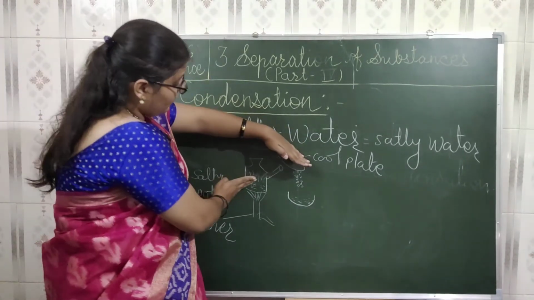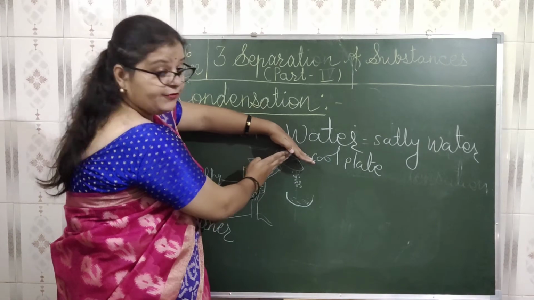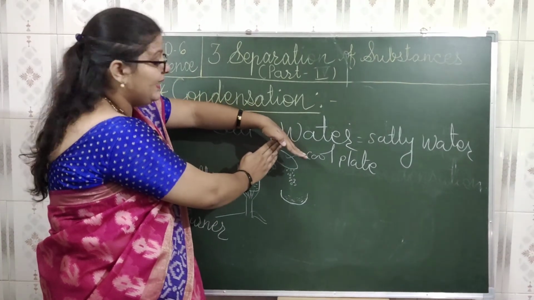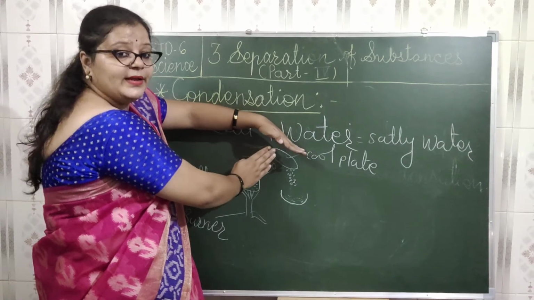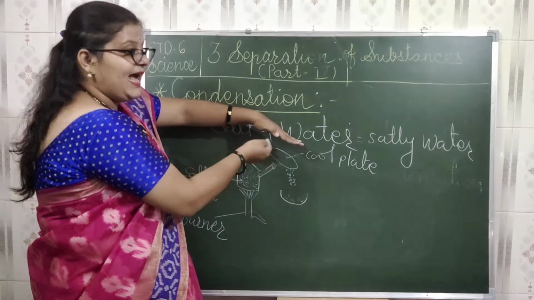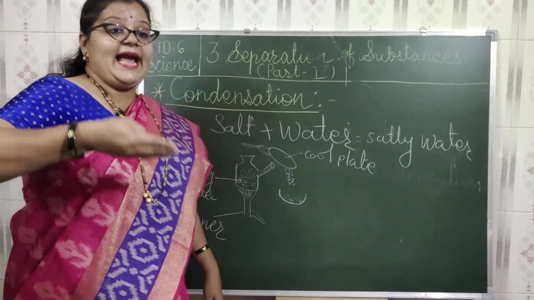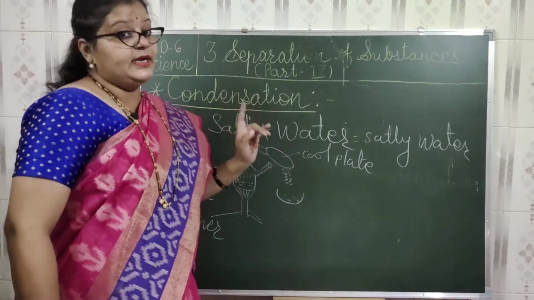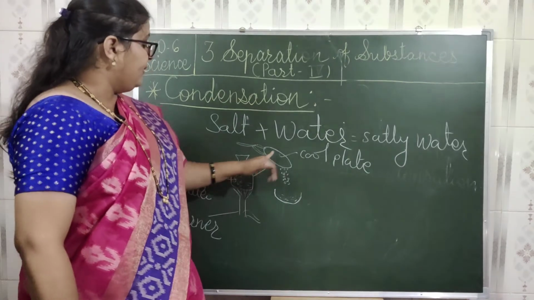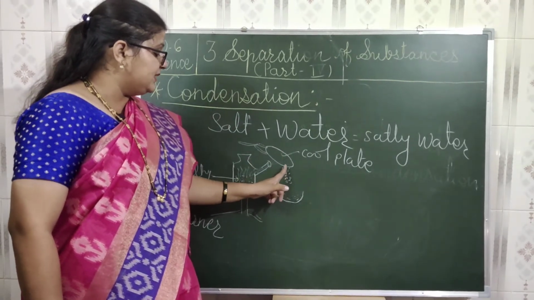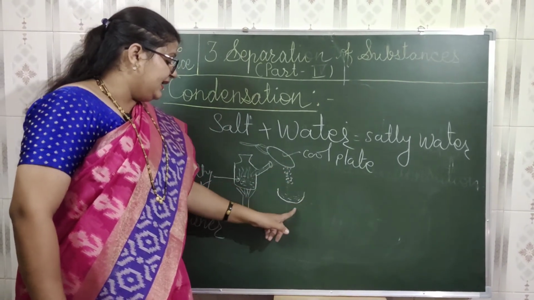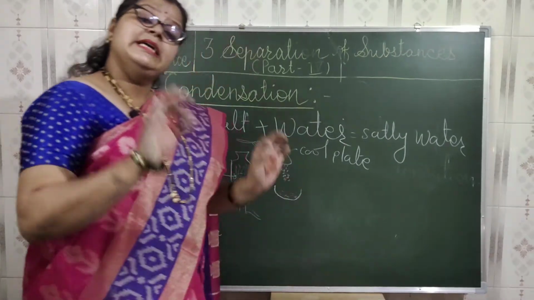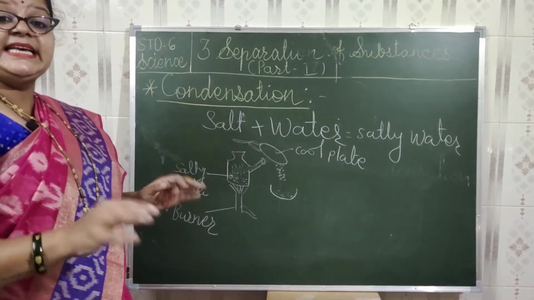So what happened? The water vapors coming out from this spout strike this cool plate, and they got cool over here, right? As the gas is cooling, it is turning into water again, into liquid again. So these water vapors are turning into water droplets, and those water droplets are collected into another container. This process is carried out.